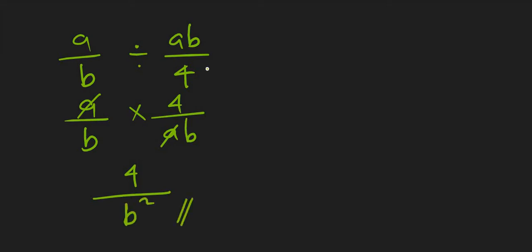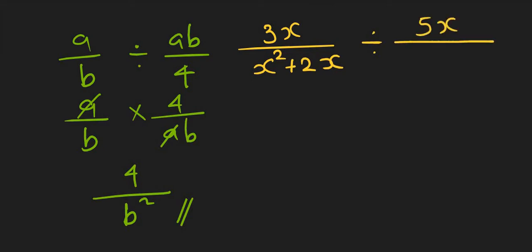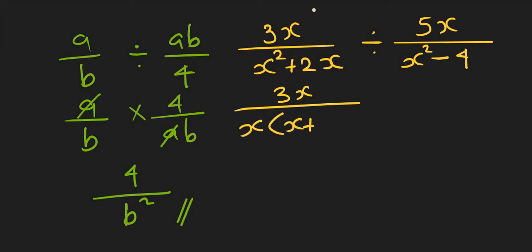However, when there are algebraic expressions in both the numerator and the denominator, there can be complex situations where we have to factorize the expression, so that common factors can be easily found and cancelled before simplifying. Consider this example: 3x divided by (x squared + 2x), and the whole fraction is divided by 5x over (x squared - 4). We can write 3x, which cannot be factorized further, but x squared + 2x can be factorized as x into (x + 2). We can take x out, therefore we are left with x + 2.